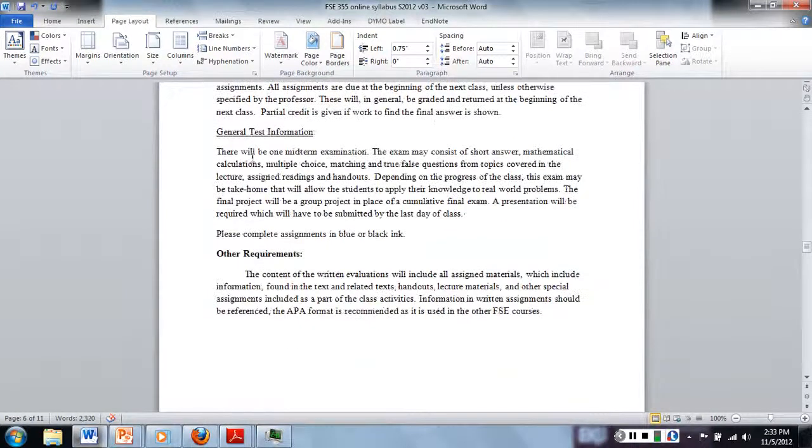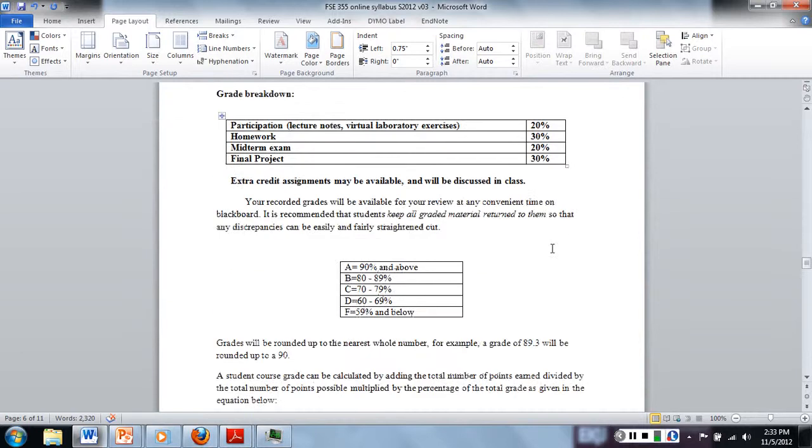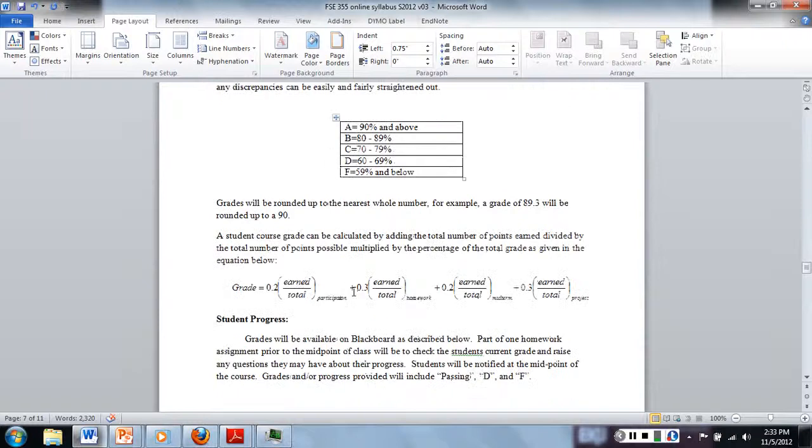We have our grading methodology here, the grade breakdown for the course. We have participation, which is lecture notes and virtual laboratory exercises, going to be 20%. Homework is going to be 30%. Midterm exam is 20%, and the final project is 30%. So your grade is pretty straightforward. The grading scheme, in terms of A, B, C, D, and F, is normal. It's listed here, and you can calculate your grade using this straightforward equation. Rather than having a total number of points, like a lot of courses do here, we're just going to use this equation. That way we don't have to change the total number of points if we change the number of assignments.